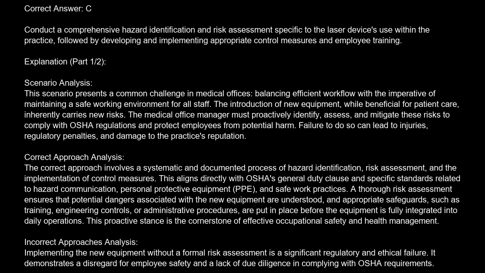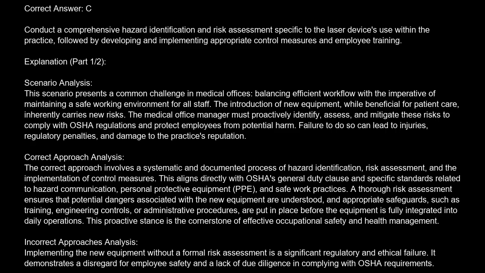Correct approach analysis. The correct approach involves a systematic and documented process of hazard identification, risk assessment, and the implementation of control measures. This aligns directly with the OSHA General Duty Clause and specific standards related to hazard communication, personal protective equipment (PPE), and safe work practices.